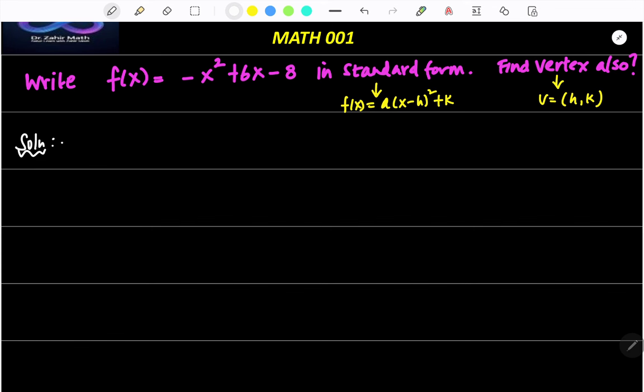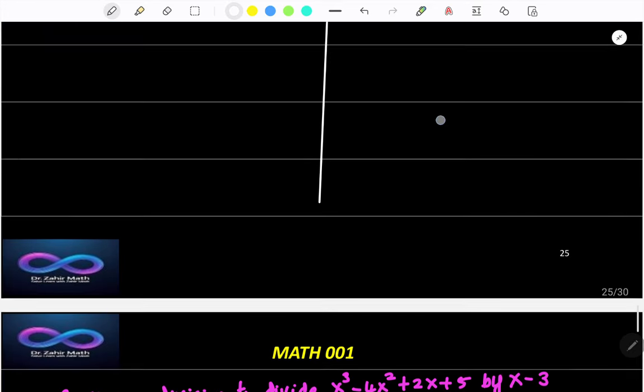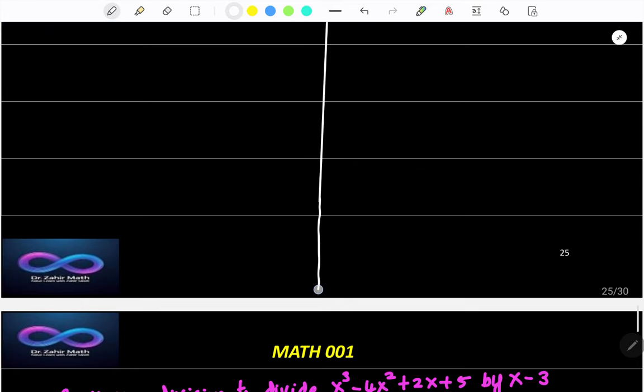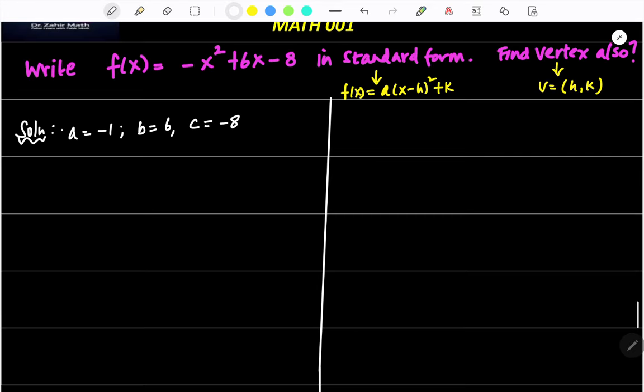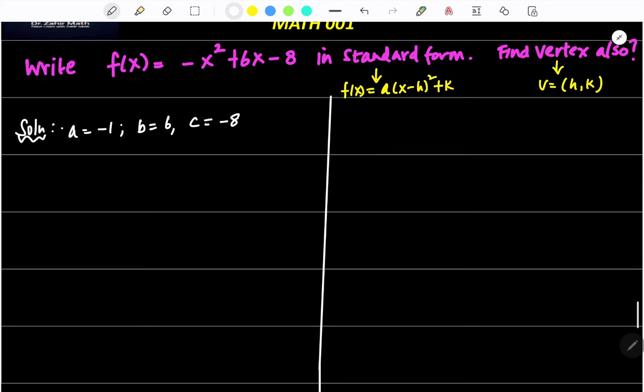Right? Yes. So what is from the question? a is equal to minus 1. What is b? 6. What is c? Minus 8. Let me divide the screen, because I don't have space for the next question. Right. a is equal to minus 1, b is equal to 6, and c is equal to minus 8. Clear all of you? Right.